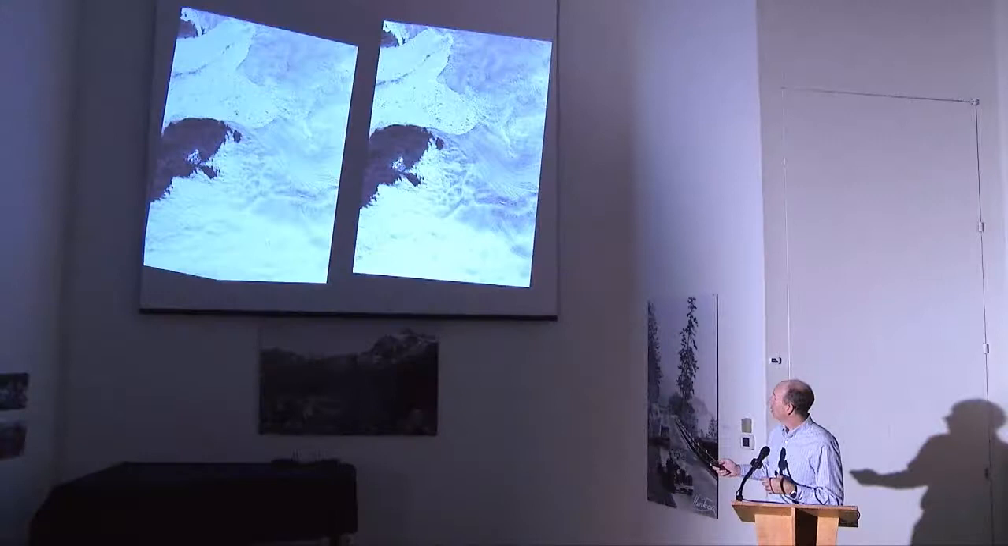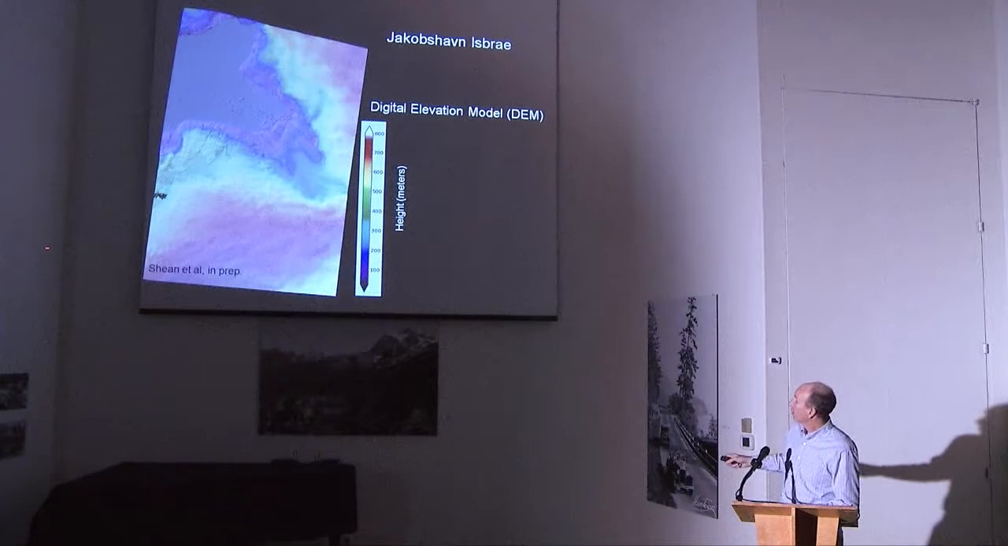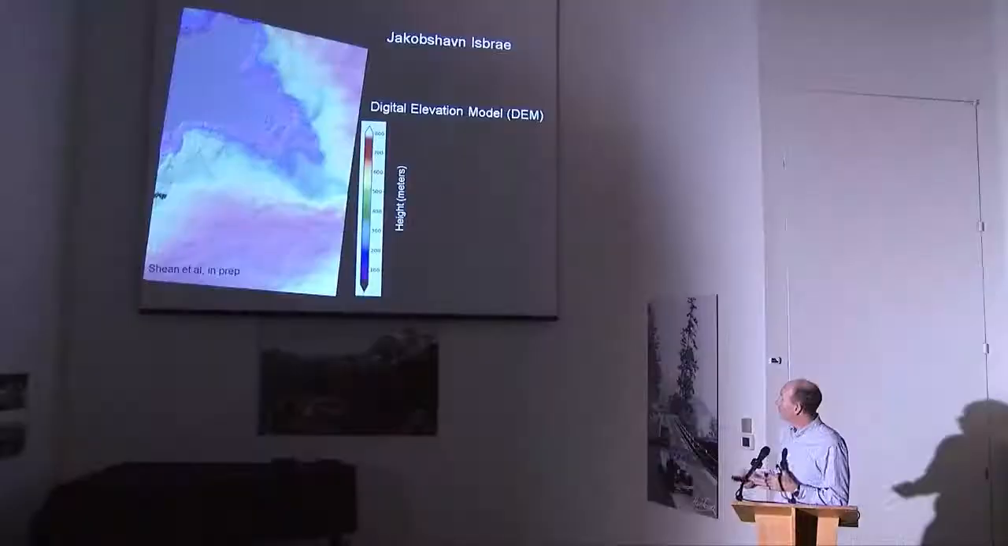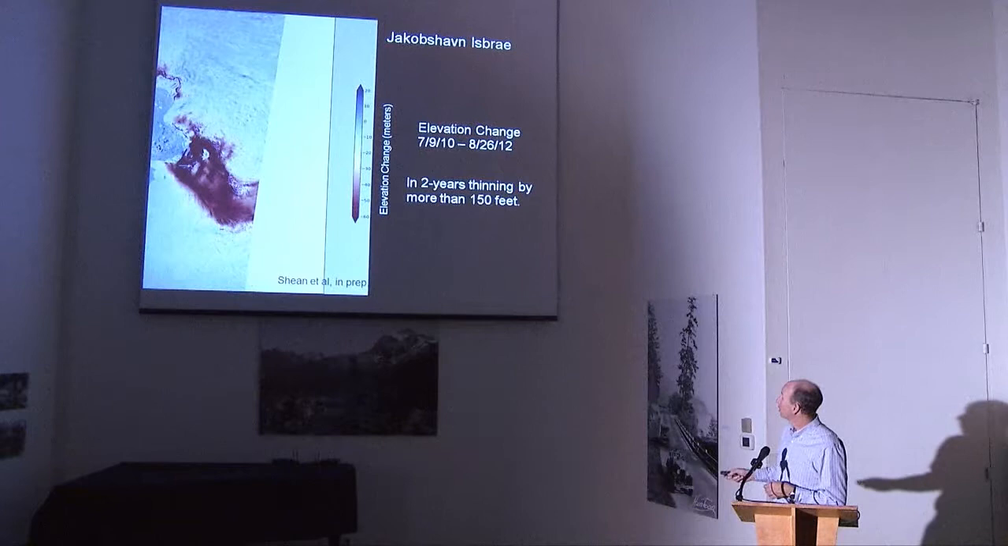And I have a student who's been working very intensely with these data, and he has produced these digital elevation models of the glacier, which are very accurate. They have resolutions of a few meters and are good to about a meter in vertical accuracy, which for many parts of the ice sheet is too coarse an instrument. In the middle of Antarctica, for instance, you need a laser to measure centimeter scale changes. But for this part of the ice sheet, which is very rapidly changing, it's a great instrument.